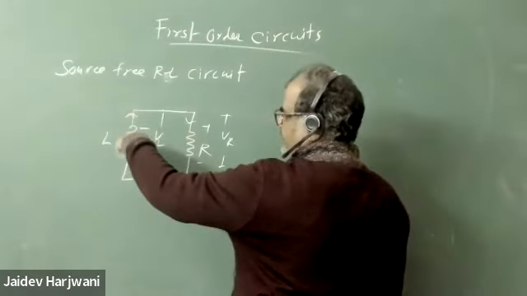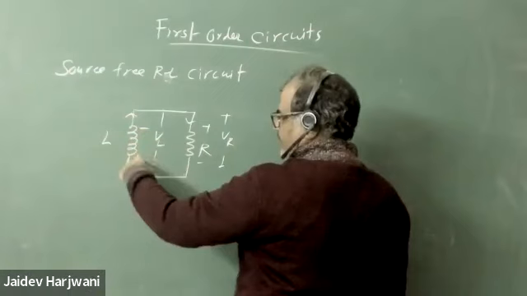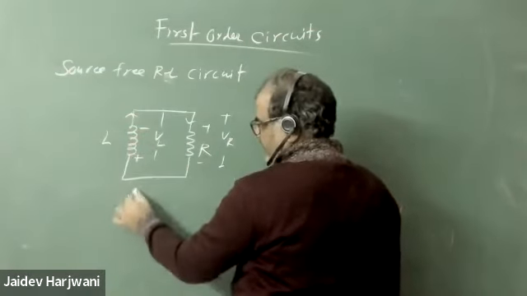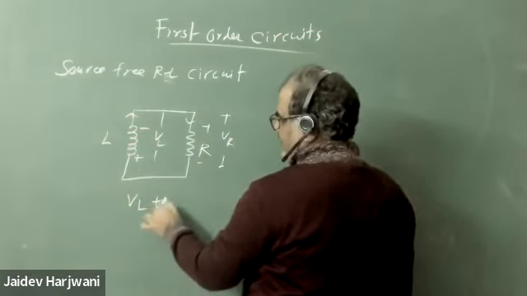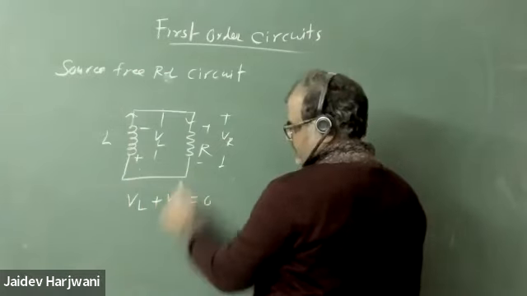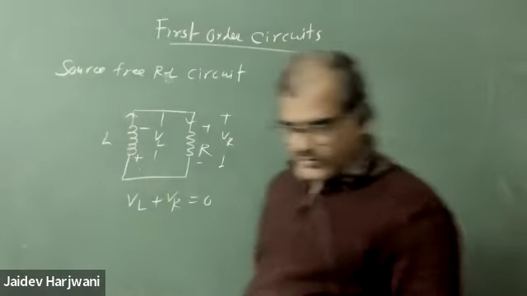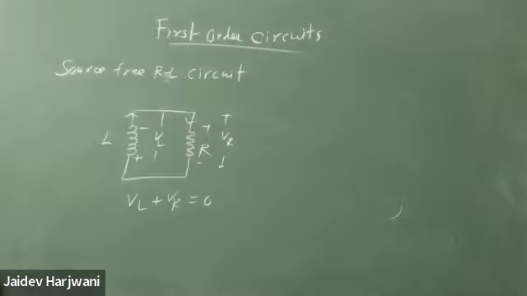You know inductor voltage always comes up with opposite polarity. So if you write KVL here, you can write VL plus VR equals 0. And what is VL? We can write L di upon dt.